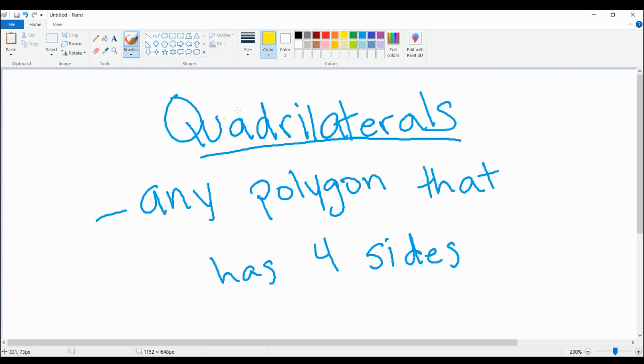So a quadrilateral can be a square, a rectangle. Oh, that's not a rectangle. A rectangle. Okay, that is not a good rectangle. It could be a rectangle, or it could be a trapezoid. And in our case today, it could be a parallelogram.